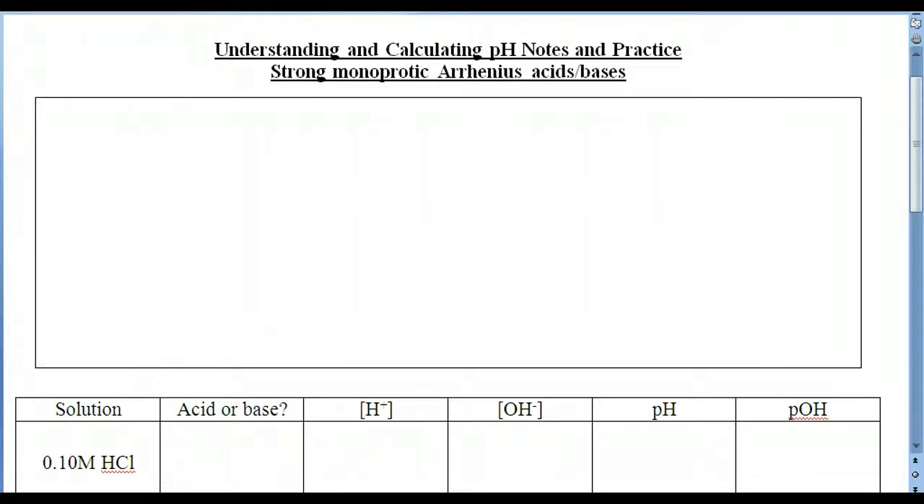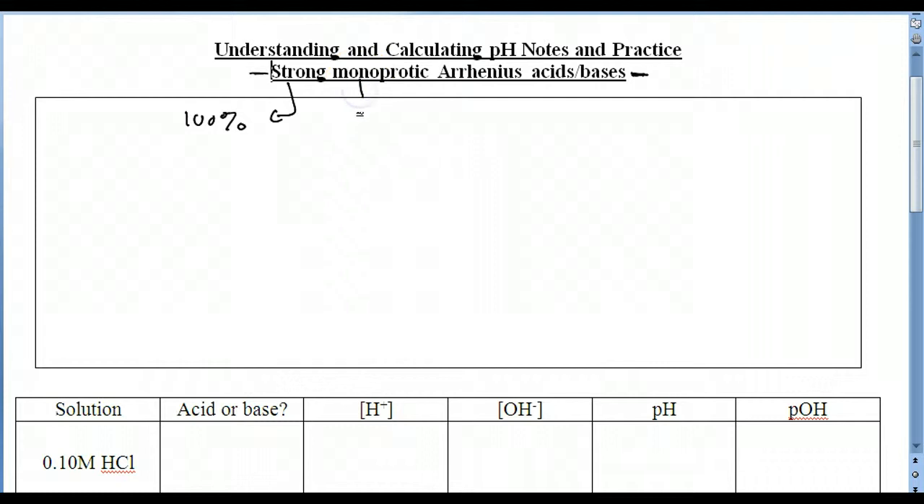So for this worksheet, we are going to calculate the pH of strong monoprotic Arrhenius acids and bases. This is a pretty loaded phrase, so we have to dissect each part. Strong means that the acid or base will dissociate 100%.